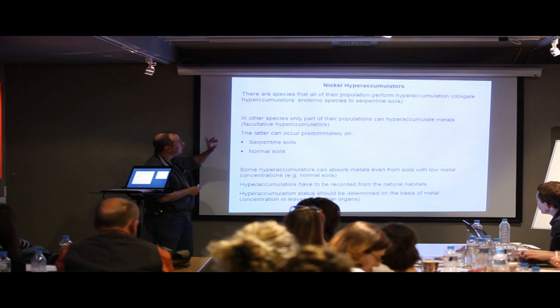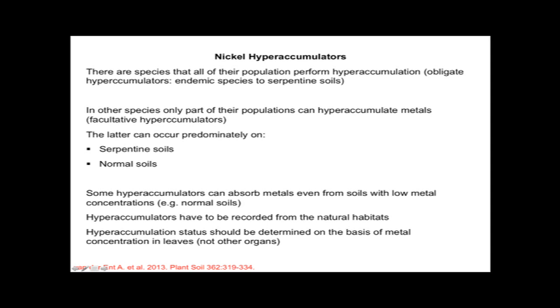Now, the nickel hyperaccumulators are species that can be found, for instance, with all their populations in serpentine areas, and all their populations hyperaccumulate. These species are called obligate hyperaccumulators. But there are also species in which only part of the population has this property to hyperaccumulate nickel. These species are called facultative hyperaccumulators.